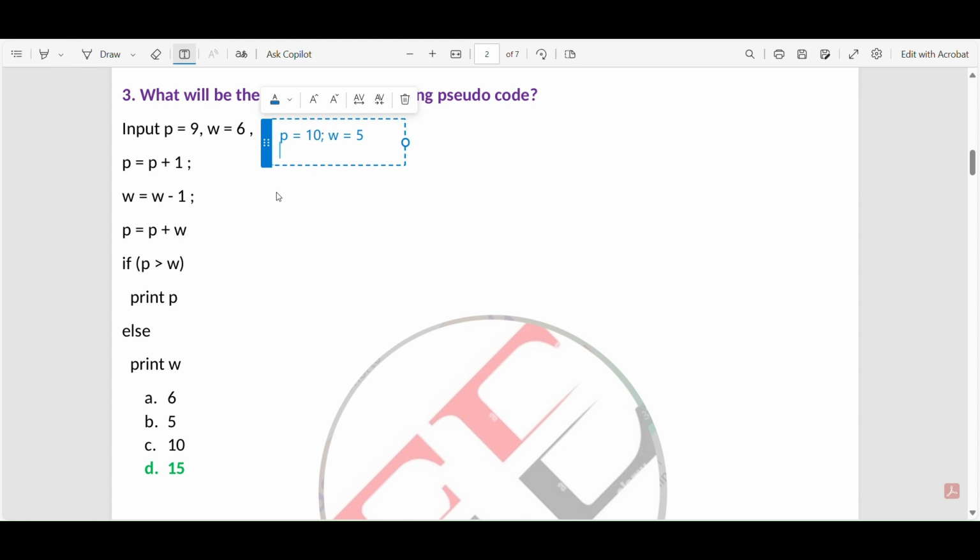And next we are having p again changed to p plus w. Yes, p is again changed to p plus w. That means it changed to 15. So up to this line we have completed. And next, if p greater than w, yes, p is absolutely greater than w because it is 15 and this is 5. Print p, else print w. Print p, that means we are going to print p, which is 15. So the output we are going to get for this pseudocode is 15.